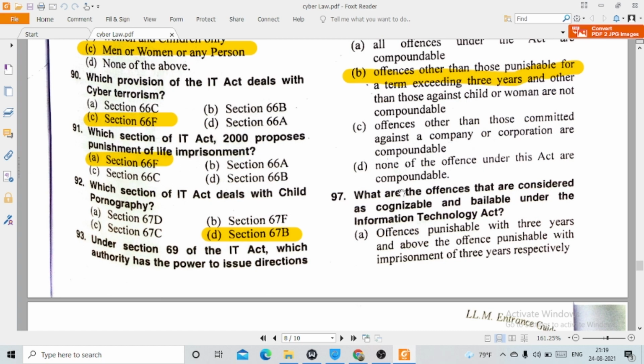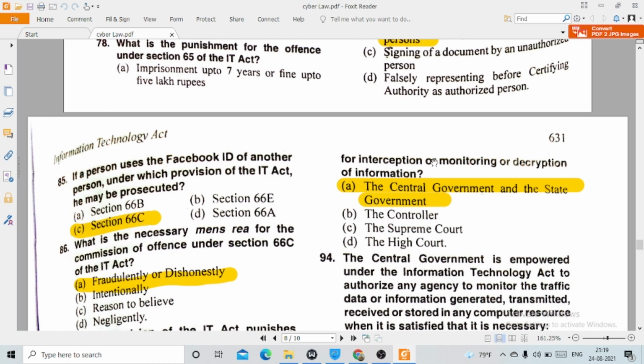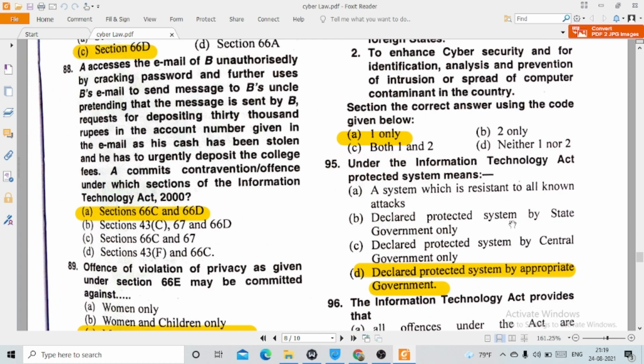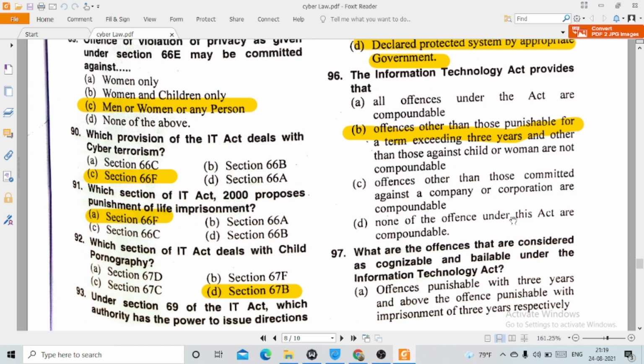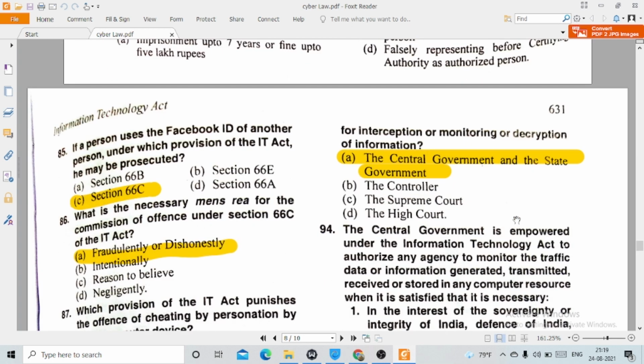Under Section 69 of the IT Act, which authority has the power to issue directions for interception or monitoring or decryption of information? This is option A, the central government and the state government. So under this Section 69, the central government and the state government have the power to block access to any website if it threatens the security of the nation or the friendly relations with a foreign nation, or on any other grounds. Question number 94.